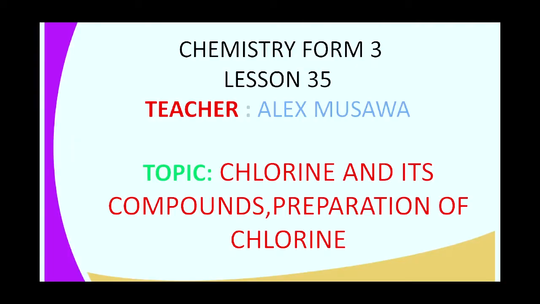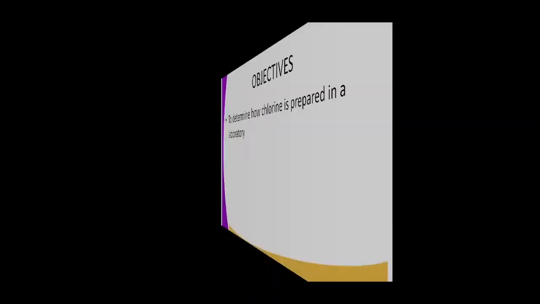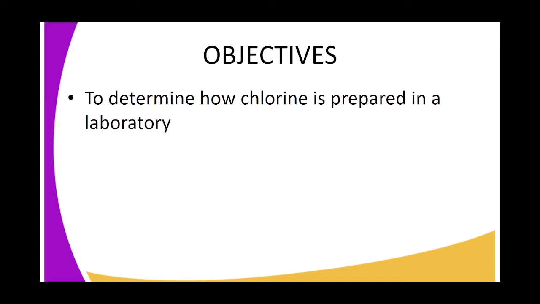I'm your tutor, Alex Musawa, and I'll be taking you through Chemistry Form 3, Lesson 35. Our topic is chlorine and its compounds, preparation of chlorine. The objectives: to determine how chlorine gas is prepared in a laboratory.